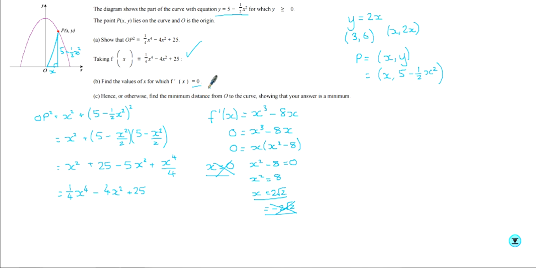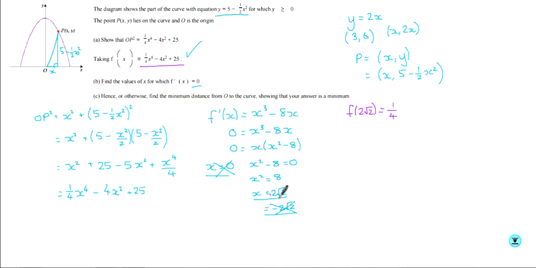So we've done B, so let's do C. And let's pop it into our formula. So let's pop it into this bit. Okay, so the function of x. So it's going to be the function of 2 root 2, so that's going to be our x value. So it's going to be a quarter.